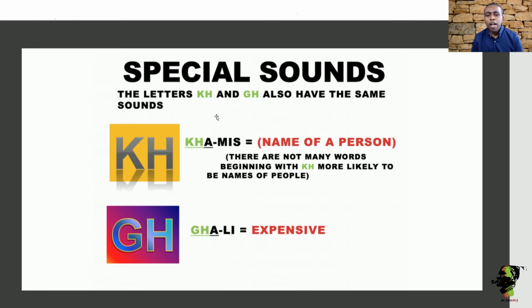We also have other special sounds, and the letters KH and GH are pronounced the same way. They have the same sounds. These are very guttural sounds, or very Arabic sounds, and they are pronounced with ha. Hamis. So that is the name of a person in Kenya or in East Africa. And then we have expensive. How do you pronounce that in Kiswahili? Khali. That's how you'd pronounce that. So the letters KH and GH have the same sound, which is ha.